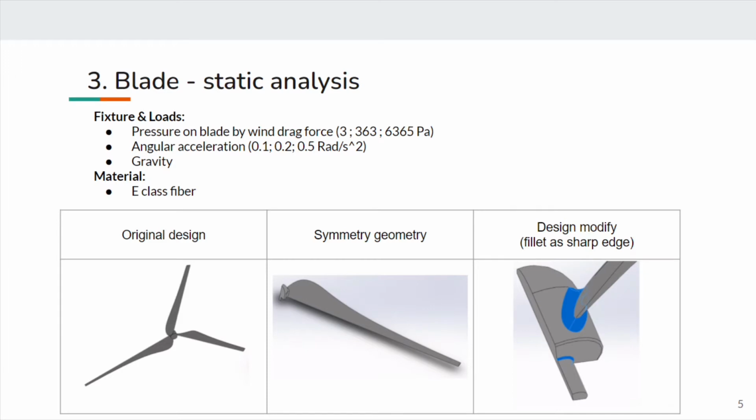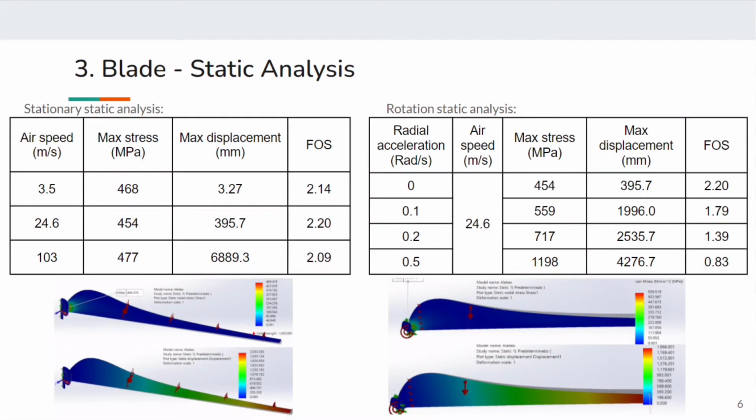Due to its central symmetry geometry, we can analyze only one blade and set a symmetry boundary condition at the cross-section surface, and we also add a fillet at the sharp edge of the blade. We did a stationary static analysis, which assumed the turbine is not working, and a rotational static analysis, which assumed there is rotation and radial acceleration. For the stationary, we compare 3 different airspeed effects on the wind blade, and for the rotational static analysis, we set the max turbine working airspeed and add different radial accelerations. Since we want to learn the part behavior under extreme conditions, the compared results are shown above.